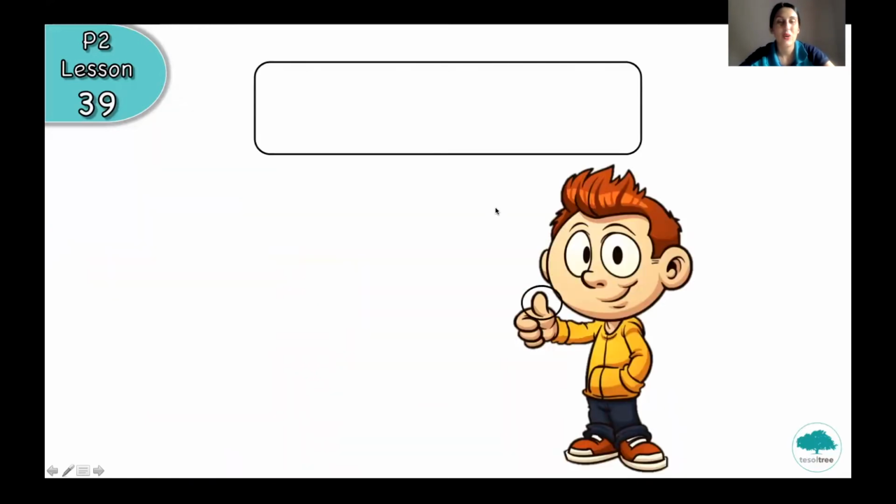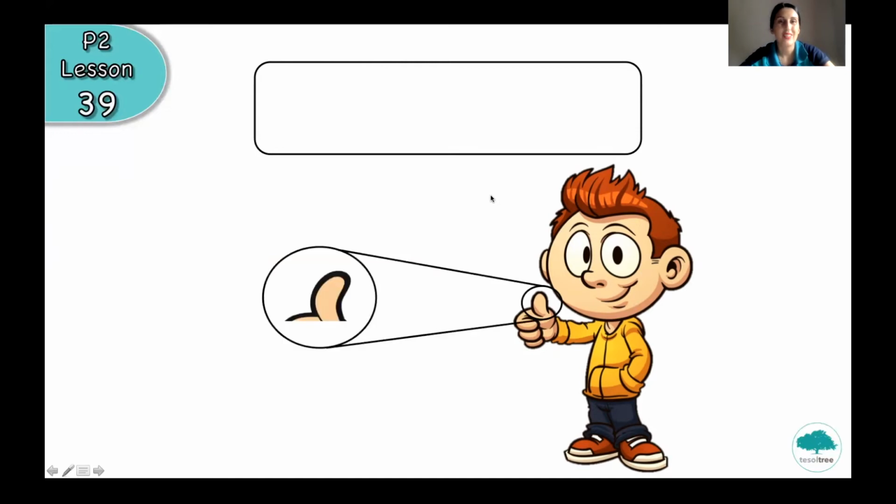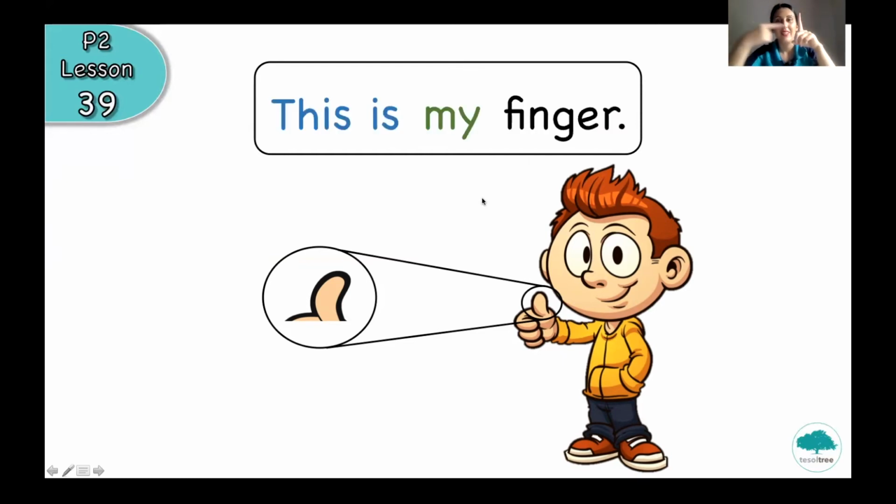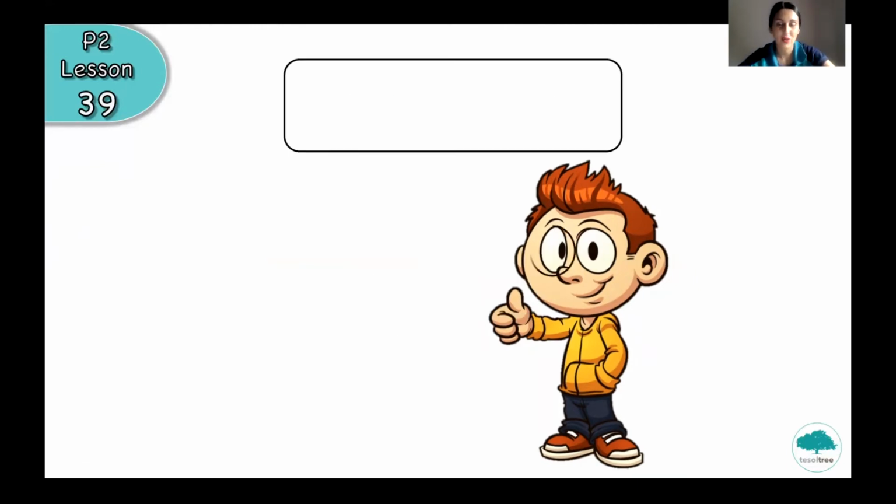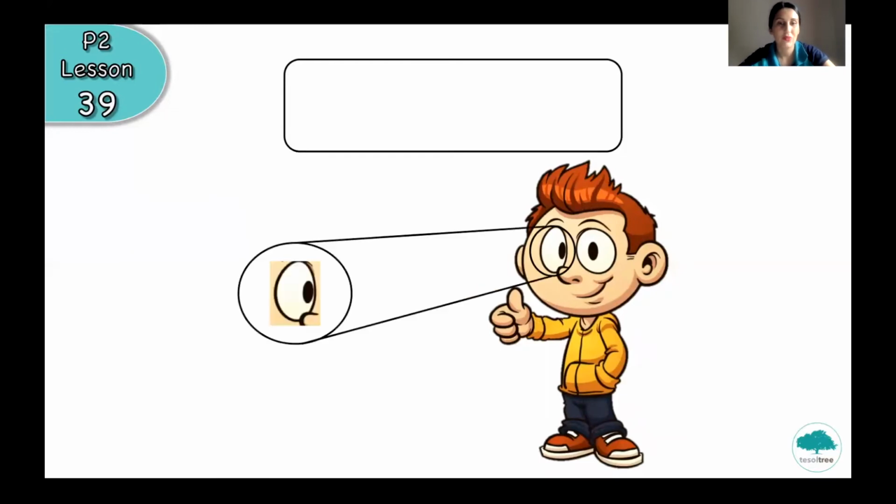Now let's review our body parts. Can you tell me what is this? Do you remember? The boy remembers and he says, this is my finger. Only one. Now let's have a look. Do you remember the name for this? Can you tell me? P2? This is an eye. So the boy says, this is my eye. Only one. We have two eyes, but he says only one eye.